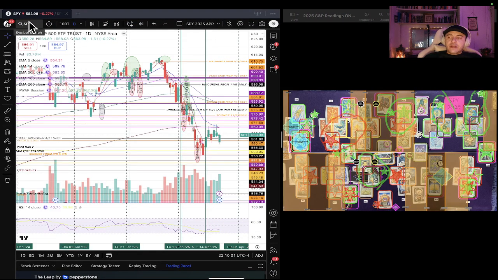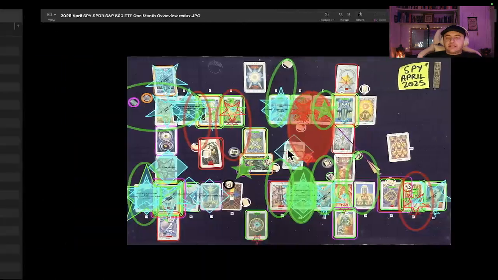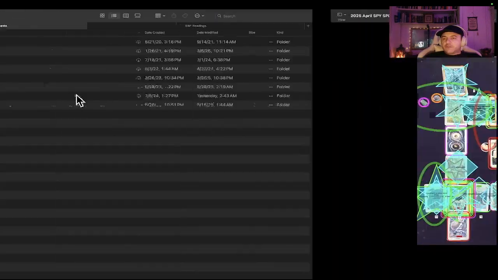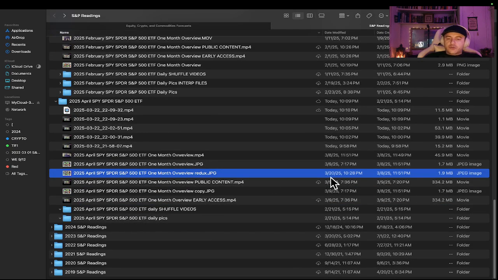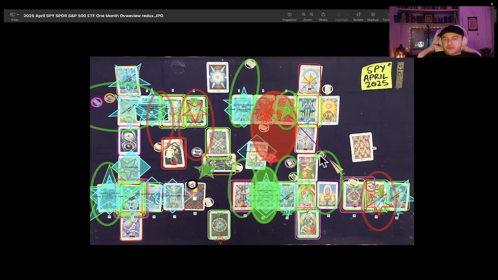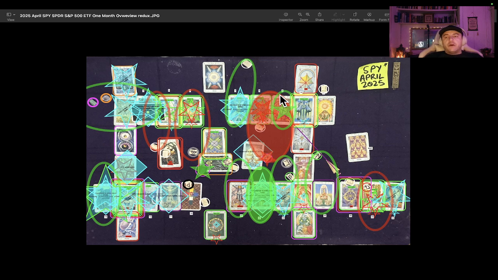SPY at the time of this reading, $563.98 USD, and the shuffle video for the SPY reading for April was created on March 20th, 2025 at 10:28 p.m. Eastern Time. So what we're going to cover in this video is the overall trend direction and chart behavior for the month of April.